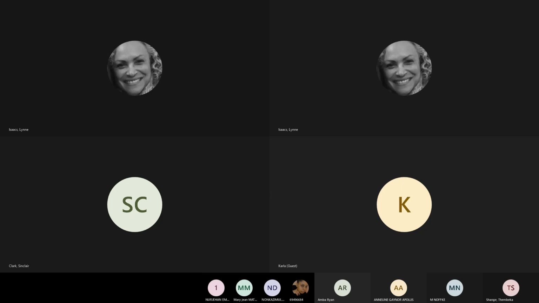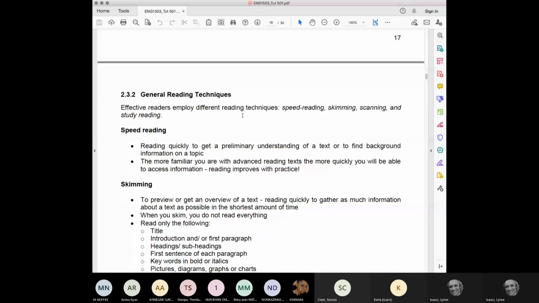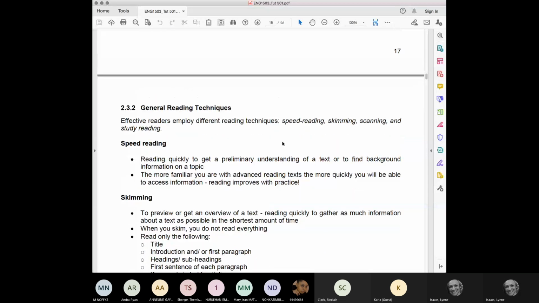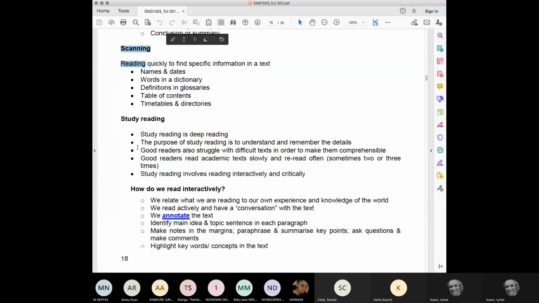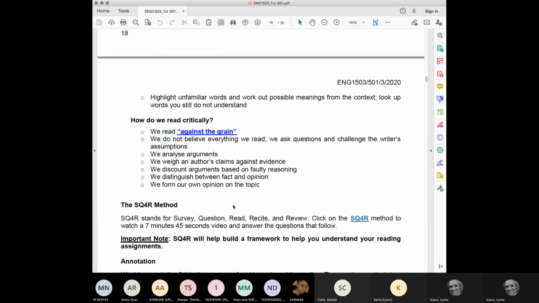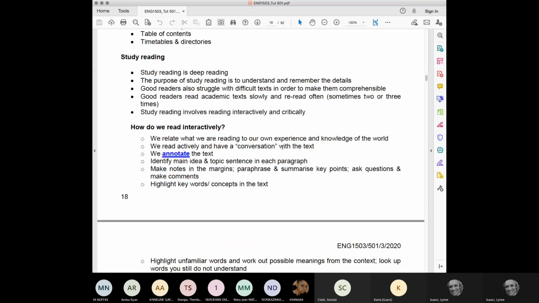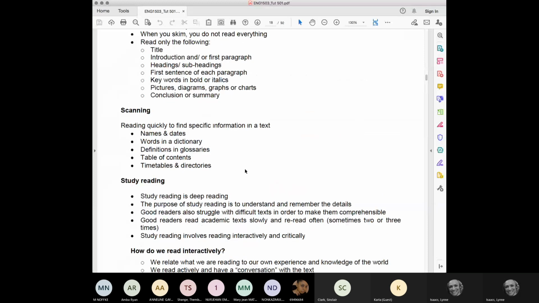There we go. So I'm sharing with you at the moment the general reading techniques according to your study guide, pages 18 and 19. And as so many of you have rightly identified, speed reading, skimming, scanning, study reading, and then there's a method that you can use also. But for the purposes of today, we're going to be looking at speed reading, skimming, scanning, and study reading. Study reading is broken up into reading interactively, and this is where we're going to spend our time today, and then reading critically. So it's really important for you to become aware of the way that you read.